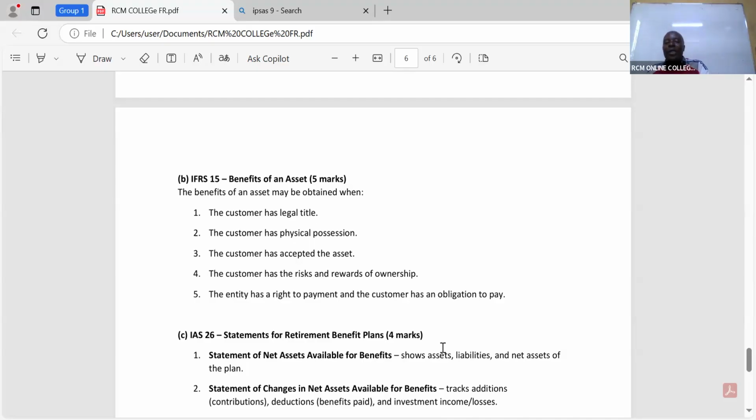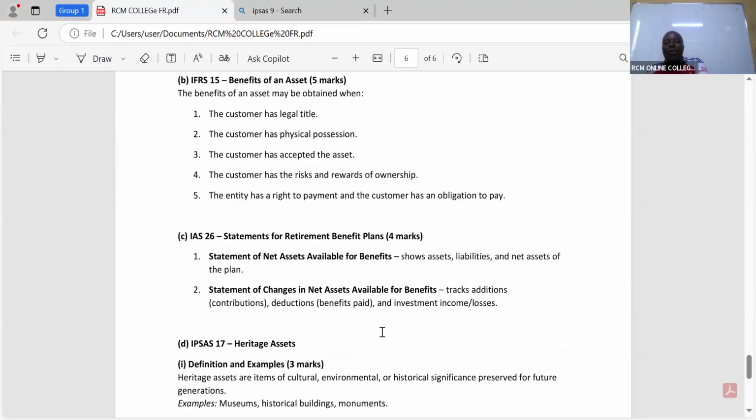Then we have here IAS 26, statement for retirement benefits. So the statements for retirement benefit plans, whenever you have these retirement benefit schemes in your company, you must give us a statement of net assets available for benefits. So two things, you'll give a statement of net assets and a statement of changes in net assets. So you give us two things. You give a statement of net assets available for benefits.